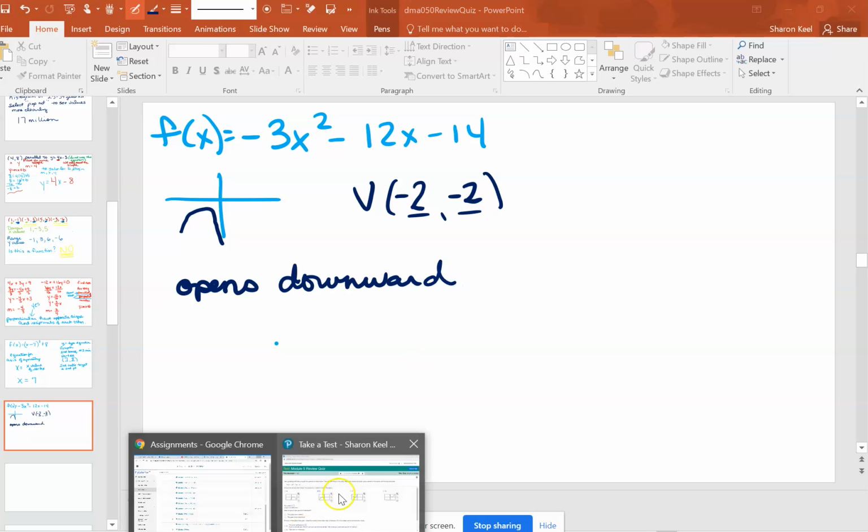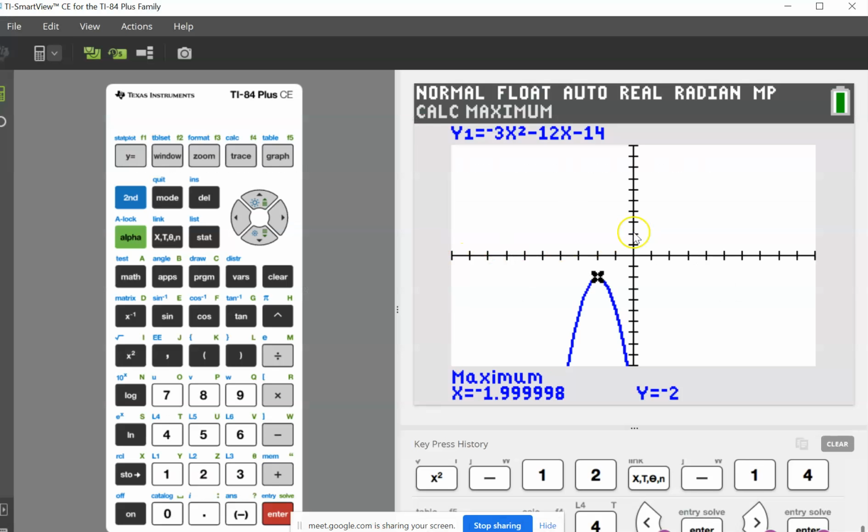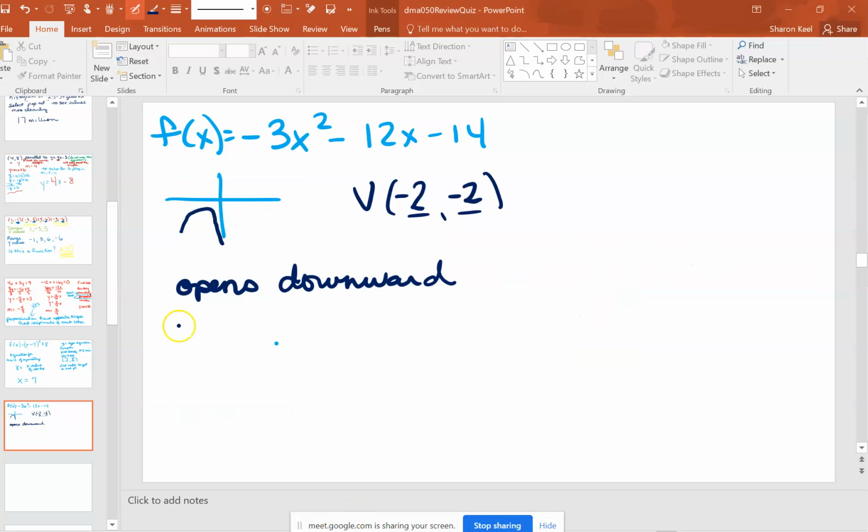Then it asks us another question. They say, find any x-intercepts. So when I'm looking for an x-intercept, remember, this is my x-axis here. Does this blue parabola ever cross this x-axis? In this case, no, it does not. So this one has no x-intercepts. It does not cross the x-axis.